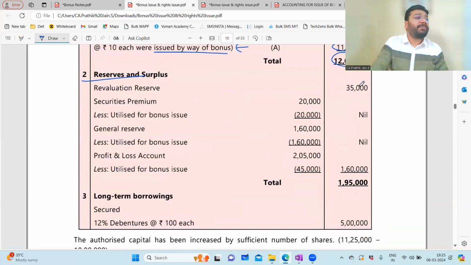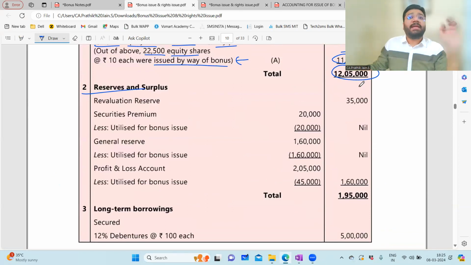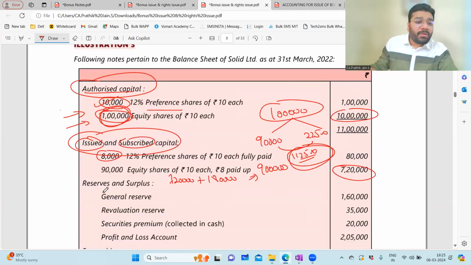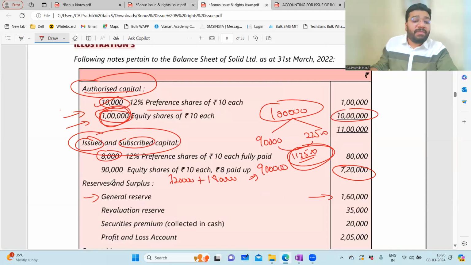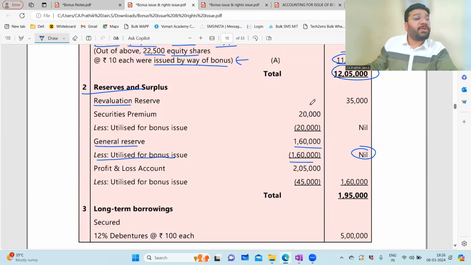Don't do anything, just observe. So for each category, you have to tell me. Guys, general reserve, how much is the balance? Sir, earlier opening balance is 160. In this 160, how much did you use? Sir, full 160. So 160 minus 160 is 0. So general reserve less utilized for bonus issue, so balance in the general reserve is 0. Then did we use revaluation reserve? Sir, no. So revaluation reserve, opening balance also 35, closing also 35. So straight away write the final amount in the outer column.